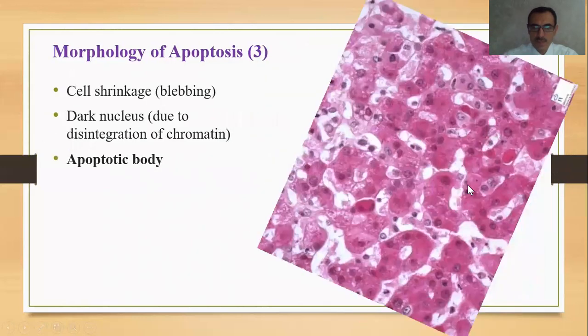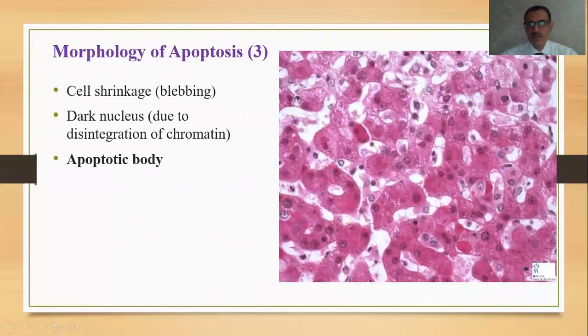Then, as we said, the cell undergoes fragmentation, and here it forms the apoptotic bodies, the fragments of the cells. This is a biopsy from the liver, and here we see the apoptotic bodies, the histological structure of the apoptotic bodies.